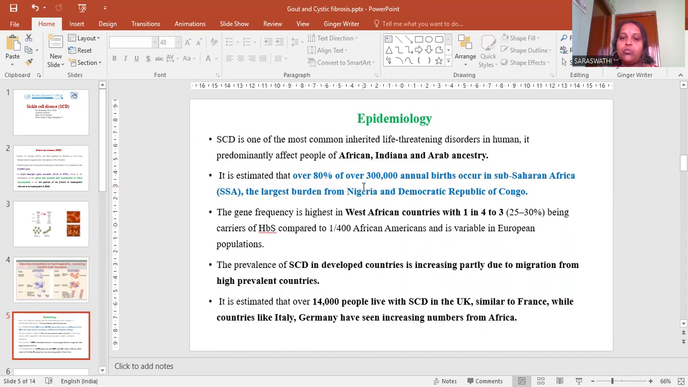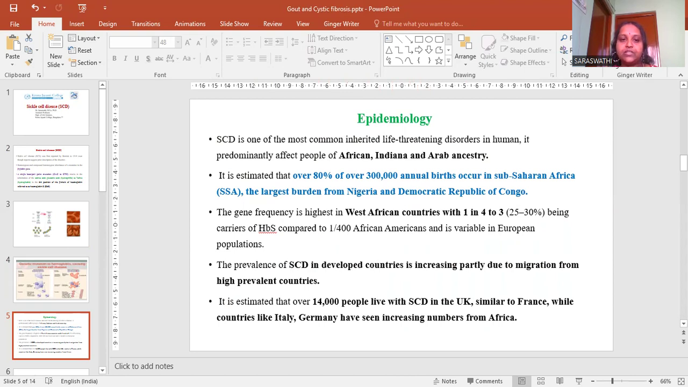Epidemiology: this is more common in African countries and Arab countries, and nowadays in India also. It is also common in the UK and France, maybe due to genetic drift or the founder effect. So these are some of the main causes why this is more common in these countries.